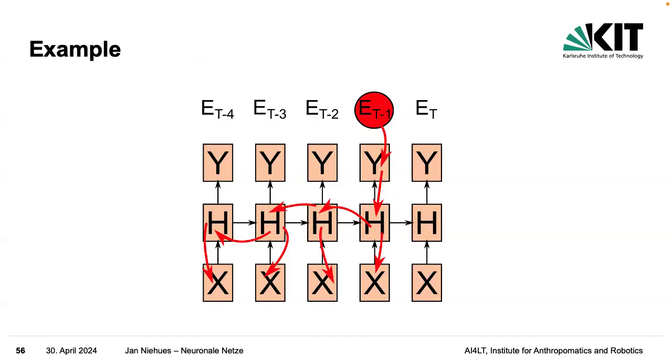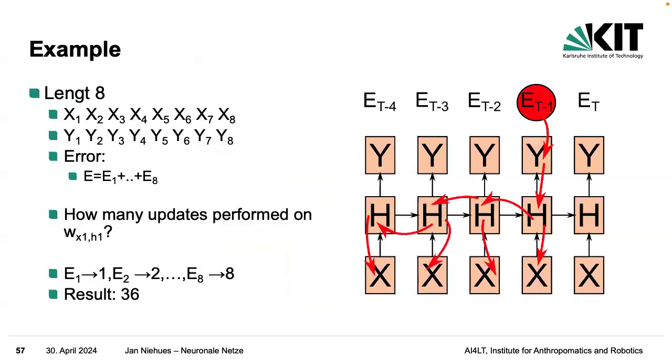Yes? Not 8 squared, but nearly, just a sum from 1 to 8. So the first error is only influencing it once, so it's only the direct connection. For the second error, it's like doing the first initialization of the second. So for that one, you have 1 plus 2 makes 3. And so you go on till 8. So you have the sum from 1 to 8, and that should be hopefully 36.